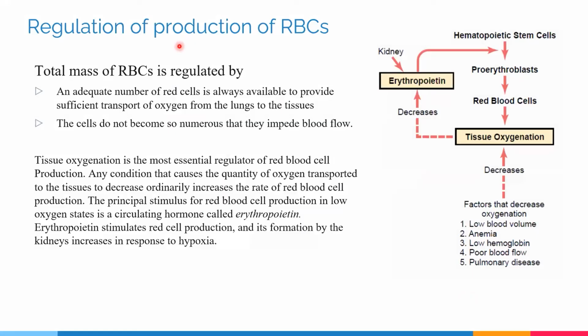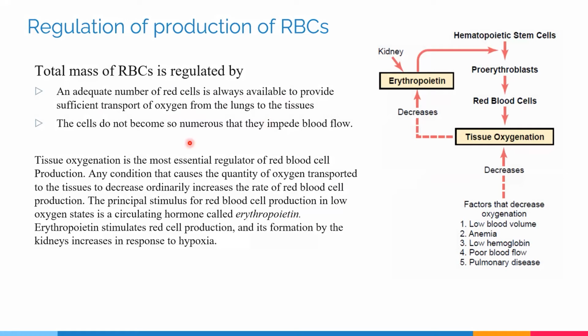Next, we move on to the regulation of production of RBCs. So the total mass of RBCs is regulated by the fact that an adequate number of RBCs are always available to transport oxygen from the lungs to the tissues. This is a major factor that controls the amount of RBCs present in the blood.